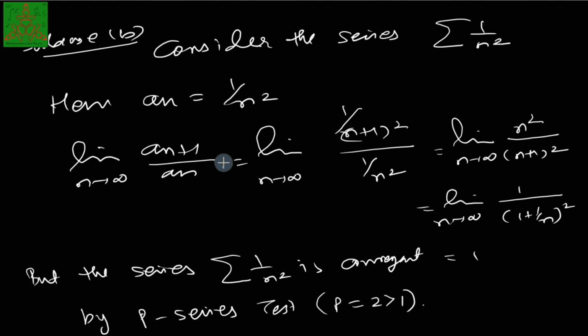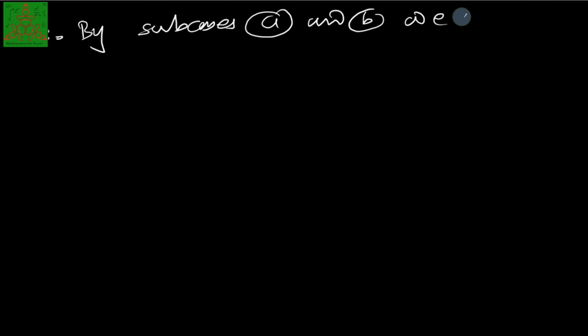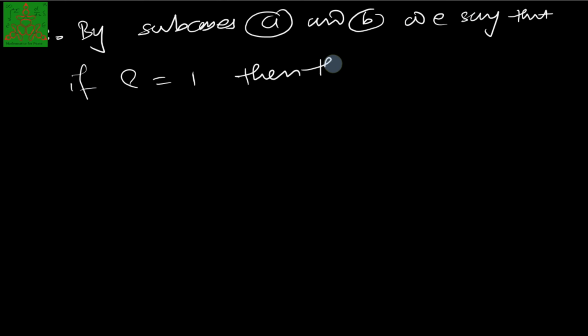So here in sub case 1, we have produced one example in which summation of an plus 1 upon an limit is 1, which is divergent, and in this example the limit of an plus 1 upon an as n tends to infinity is also 1, but it is convergent. Therefore, by sub cases a and b, we say that if L is equal to 1, then the test fails.